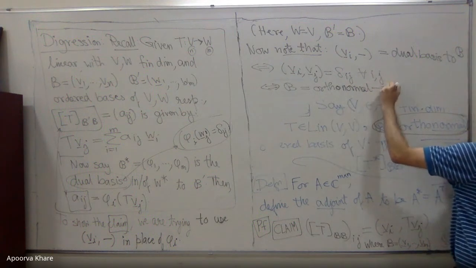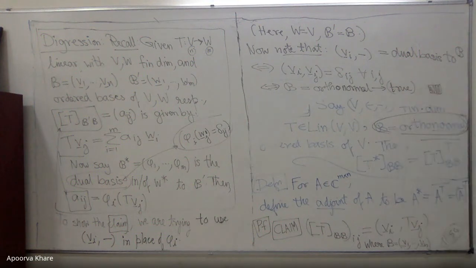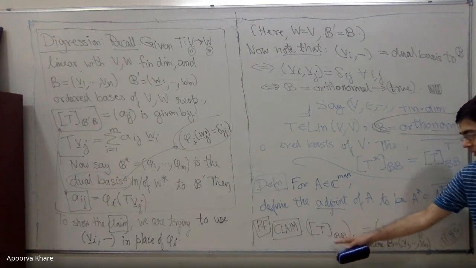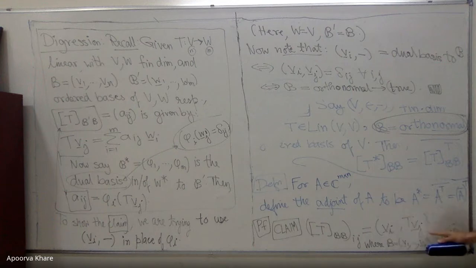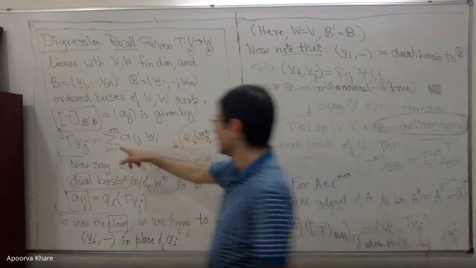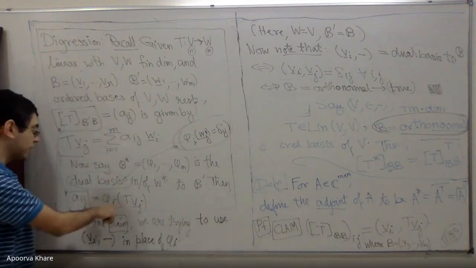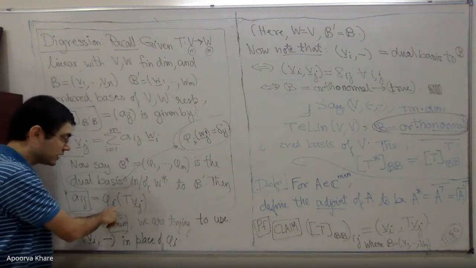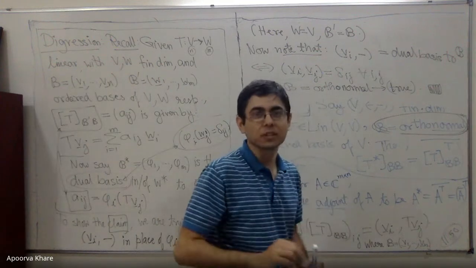By assumption, so true. So this is why the claim holds. The claim is that the ij-th entry of any matrix with respect to an orthonormal basis is just ⟨vi, Tvj⟩. Earlier you would have to say it is phi_i of Tvj. But phi_i is the dual basis, and that is exactly ⟨vi, ·⟩ because the basis is orthonormal.